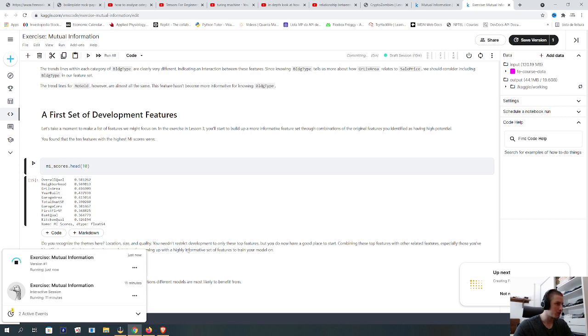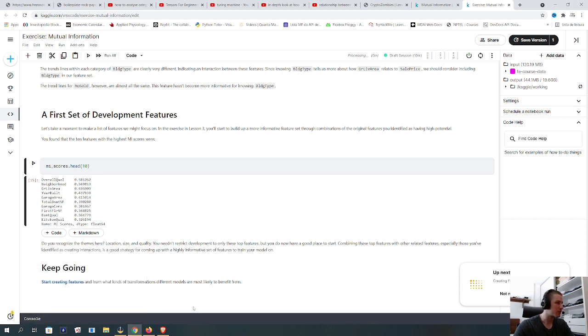You need not restrict development to only these top features, but you do now have a good place to start. Combining these top features with other related features, especially those you identify as creating interactions, is a good strategy for coming up with a highly informative set of features to train your model on.